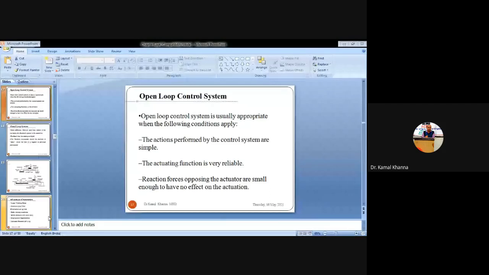But in the case of the closed loop system, the actions or the sequence of operations may be complex, because we have a system which can automatically judge what is going to happen in the next course of action or what is currently happening in the cutting zone. The reaction forces opposing the actuators in open loop systems are very small compared to those in closed loop systems, and they do not have any effect on the actuation process.